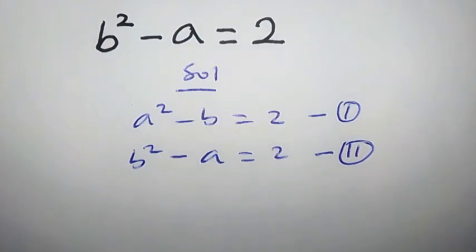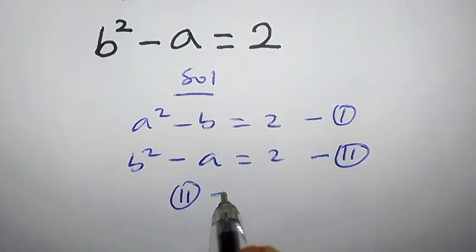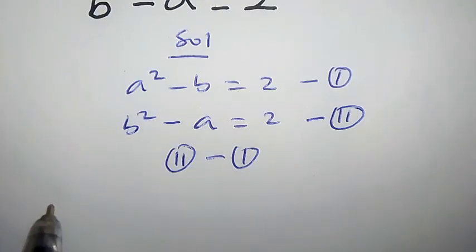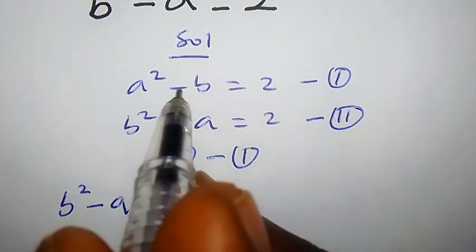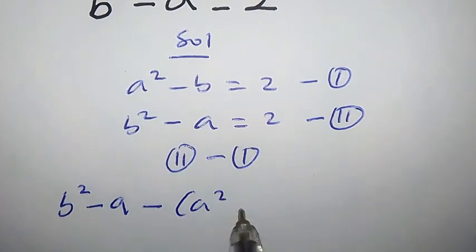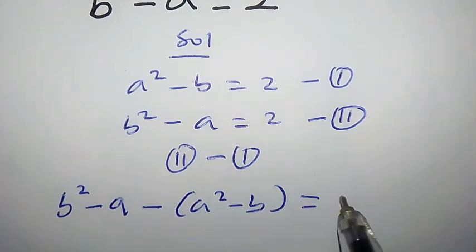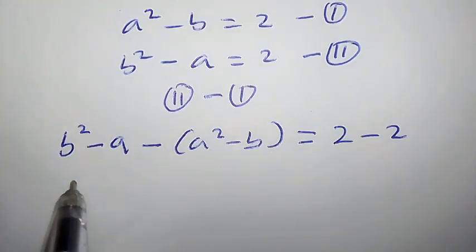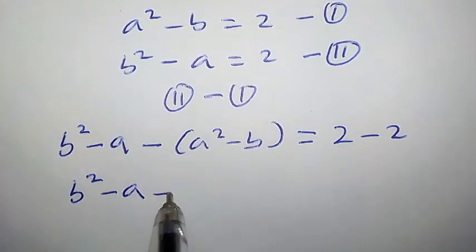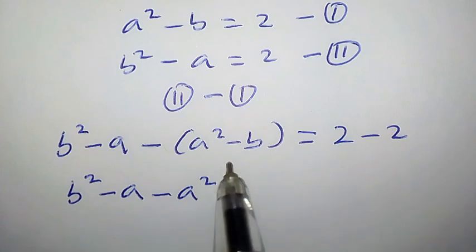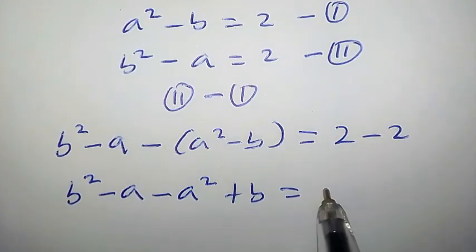The first step we are going to take is to subtract these two equations. So equation 2 minus equation 1. That gives b² − a minus (a² − b) equal to, so we subtract the right-hand side also, 2 − 2. This gives b² − a − a², that is minus a², and minus times minus b, that is plus b, equal to 2 − 2, which is simply 0.